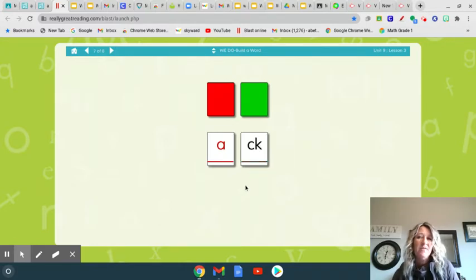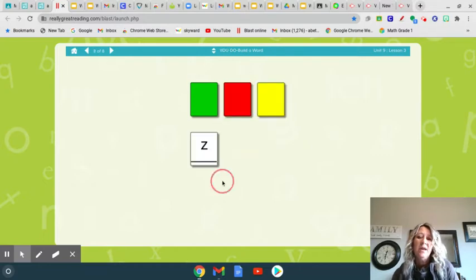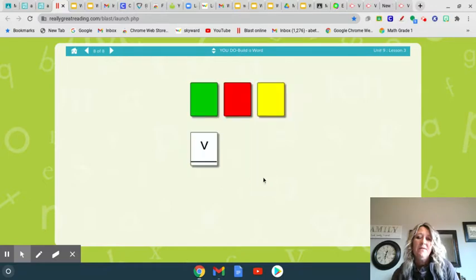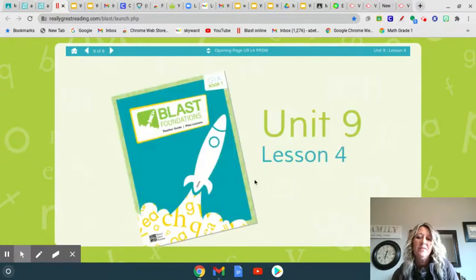Remember, some of them are made up words, and then it's just helping you to remember that if it's a CK, the vowel's always that short sound. Okay. Z, i, k, zick. V, o, k, vok. Next one, k, e, k, kek. All right, good job, you guys. See you tomorrow.